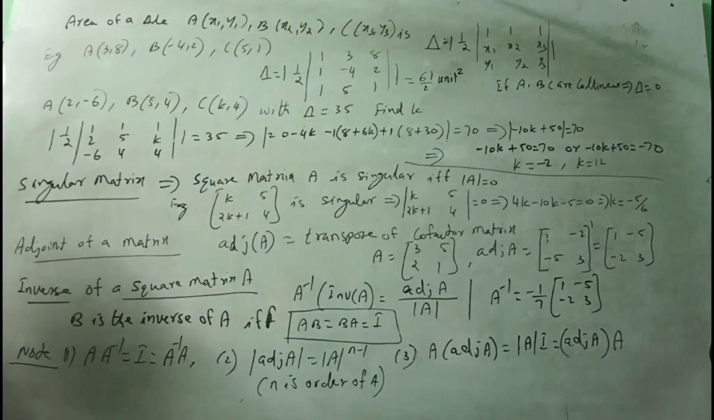Then some important points are there. When you are multiplying a matrix with its inverse, always it will come I. A into A inverse is the same as I. A inverse into A is also I.